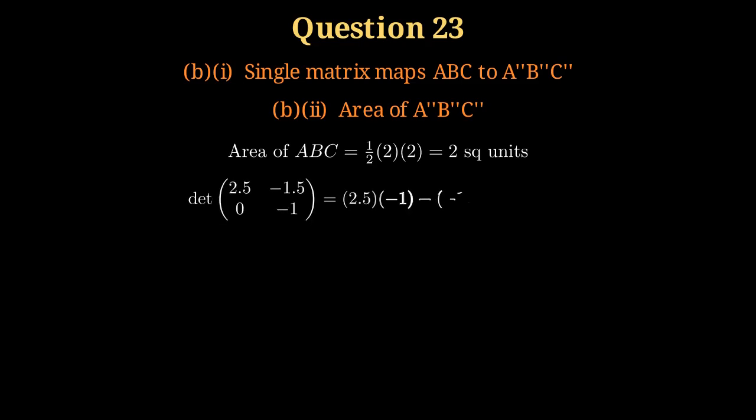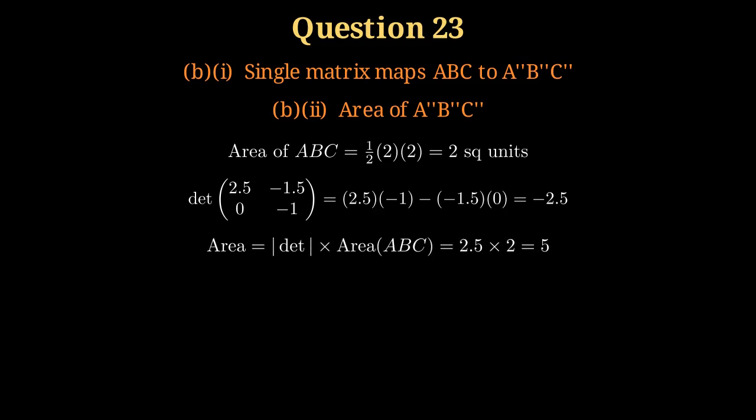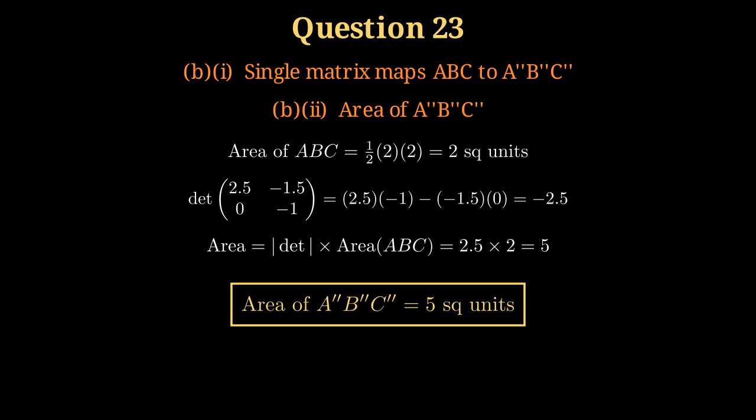The area scale factor of a transformation is the absolute value of its determinant. The determinant of the combined matrix is 2.5 times minus 1 minus 1.5 times 0, which is minus 2.5. So the new area is the size of the determinant, 2.5, times the original area of 2. That gives 5 square units. So the area of triangle A', B', C' is 5 square units.